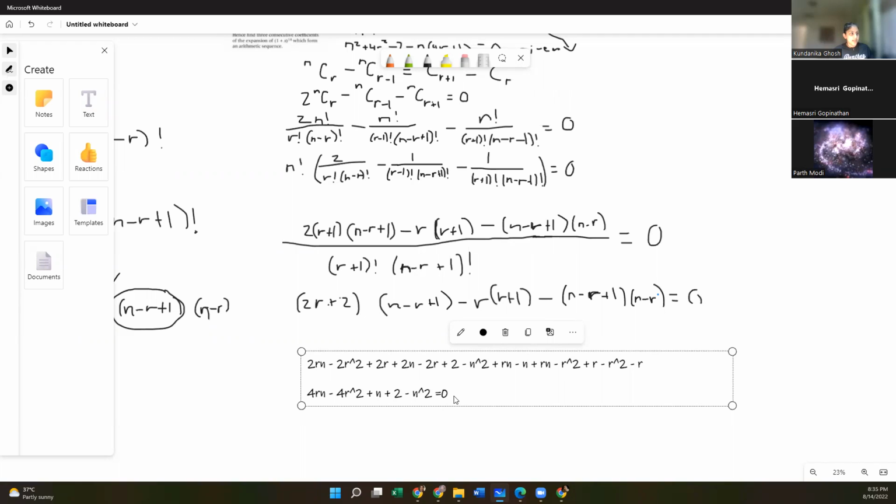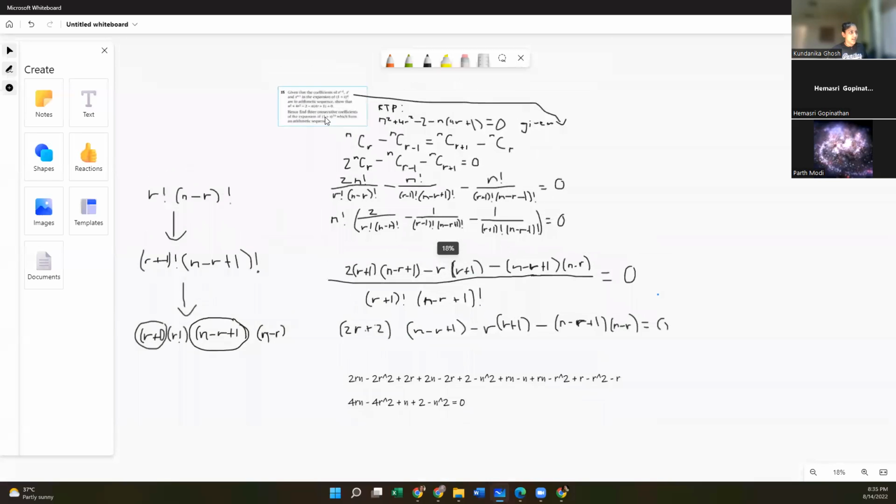Okay. So now we want to get it to the exact form that they give us, which is n squared plus 4r squared minus 2 minus n times 4r plus 1. Do you see how you could get from this to that? Yes. Okay. So then we're not going to work that out just for the sake of time.